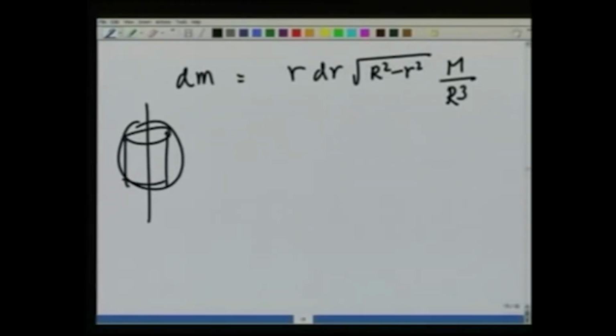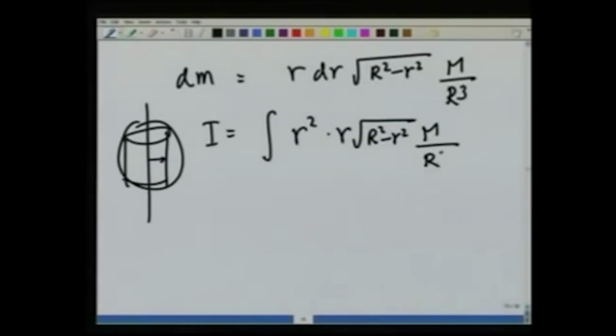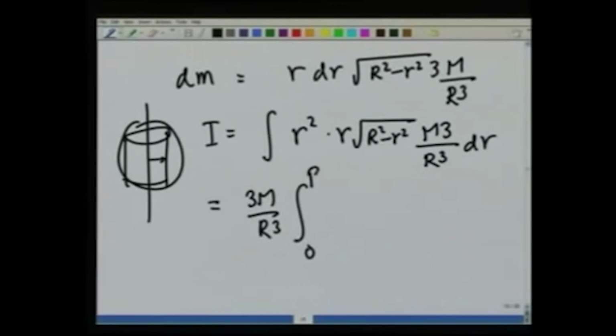This is a cylinder, and therefore, the moment of inertia of the sphere is going to be the perpendicular distance squared, this is like a ring, so r square times r square root of R square minus r square m over R cubed. Oh, there was a 3 here, times dr. So, this is equal to 3m over R cubed, r varies from 0 to R, r cube times square root of R square minus r square dr.